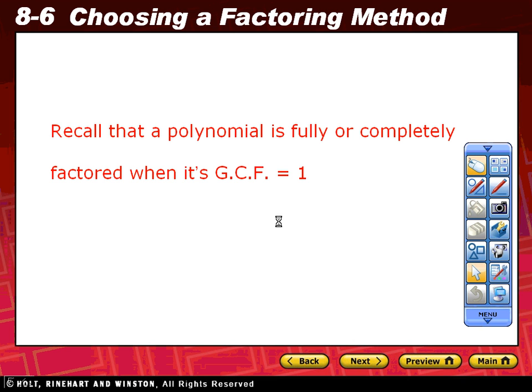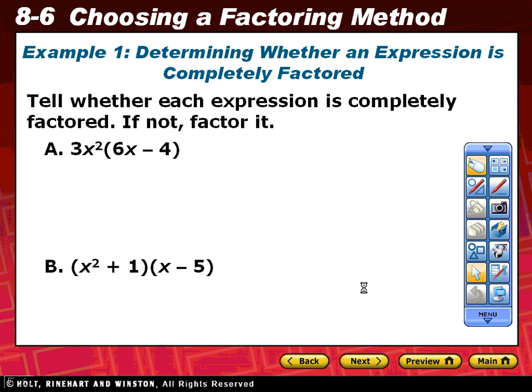This is section A6, choosing a factoring method. Recall that a polynomial is fully or completely factored when its greatest common factor is equal to 1. So, example 1: here we have a couple of problems and we're asked to tell whether or not these are completely factored. Alright, well, let's look at this first problem.